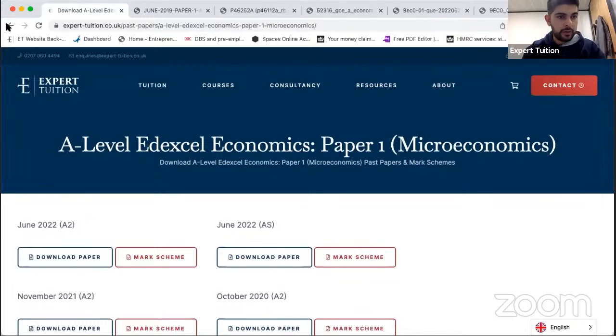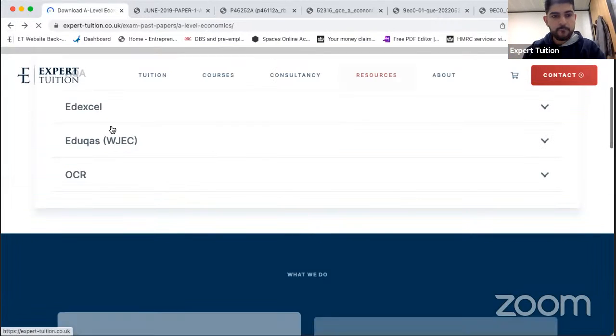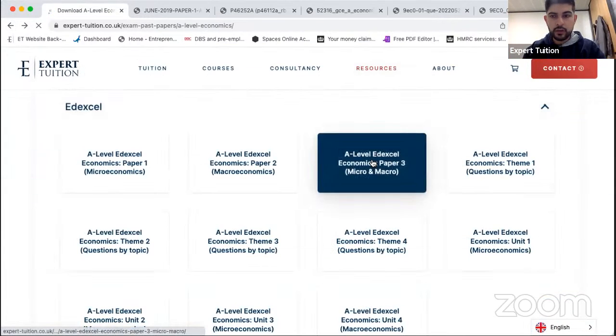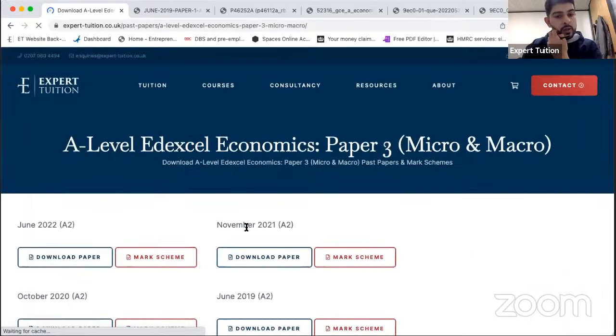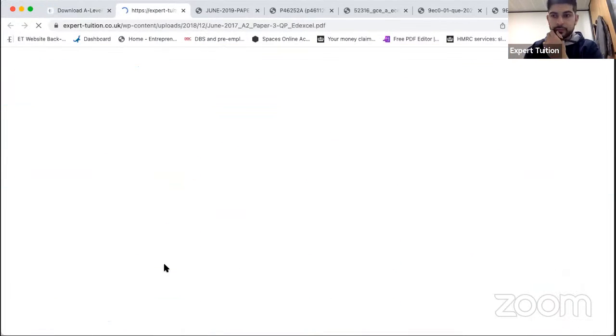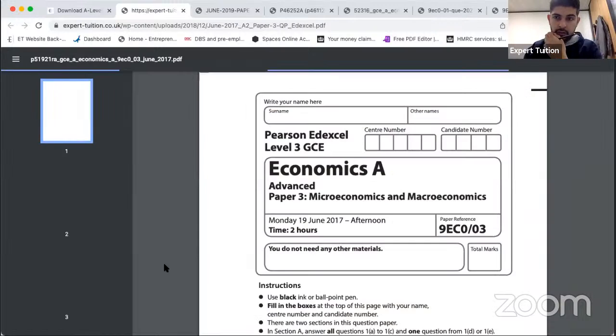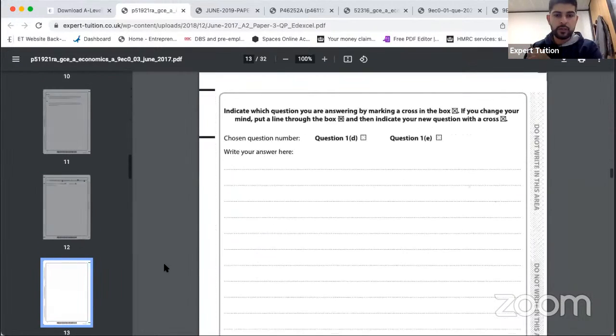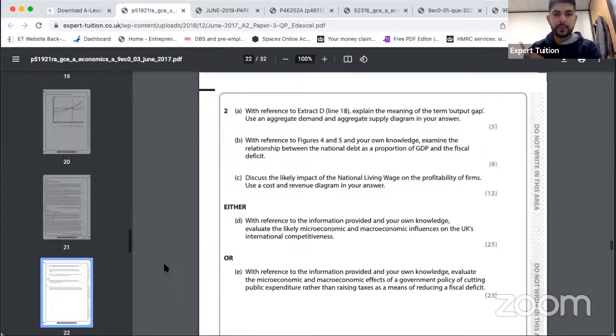Let's actually look at paper 3, June 2017. Right, paper 3, June 2017. 12 marker, right. All right, here we go. It's the second question about the UK. Discuss the likely impact of the national living wage on the profitability of firms. Use a cost and revenue diagram in your answer.